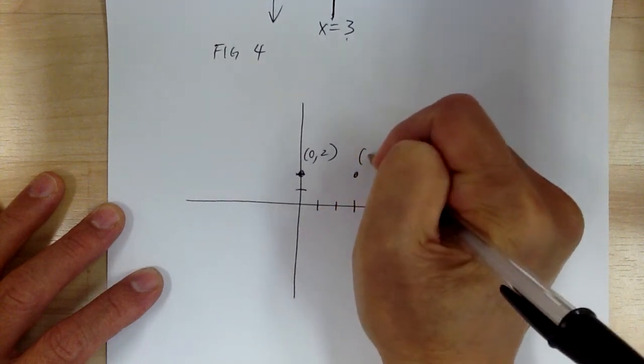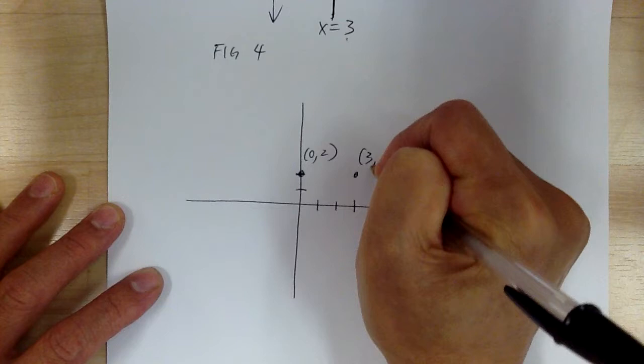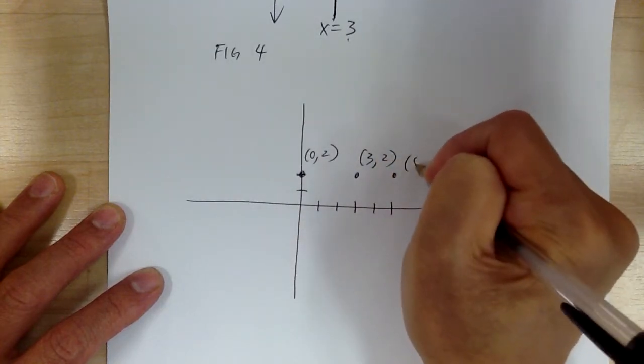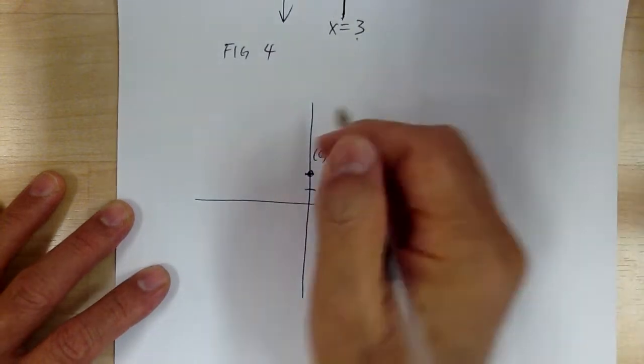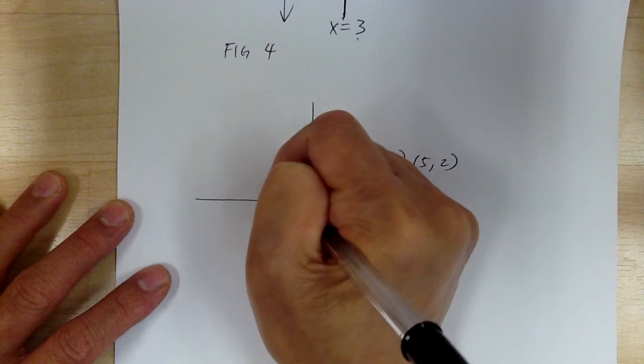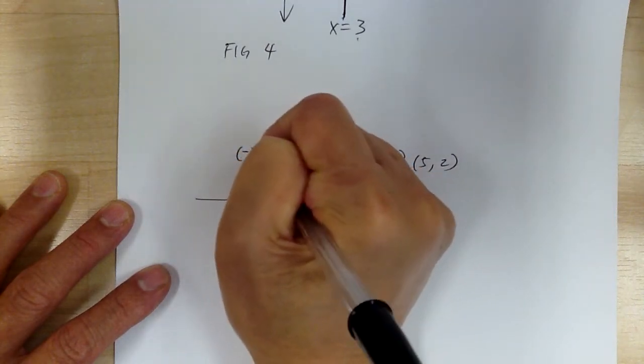This point over here is (3, 2). And this point over here is (5, 2). And then you have another point. This is your (-3, 2).